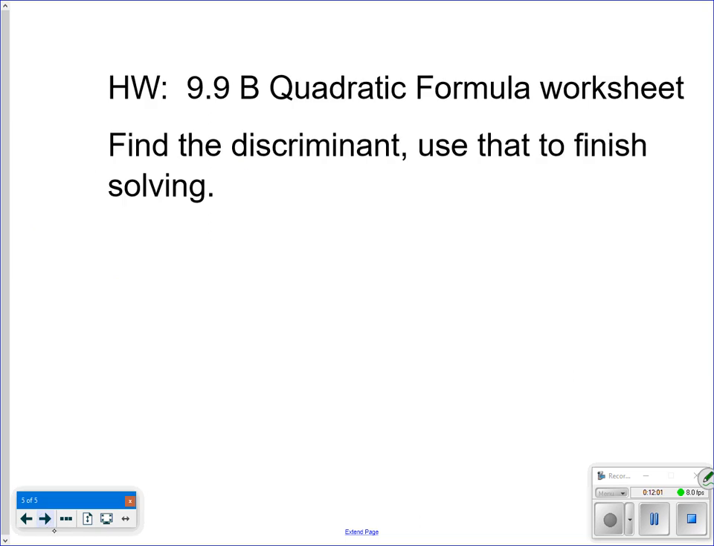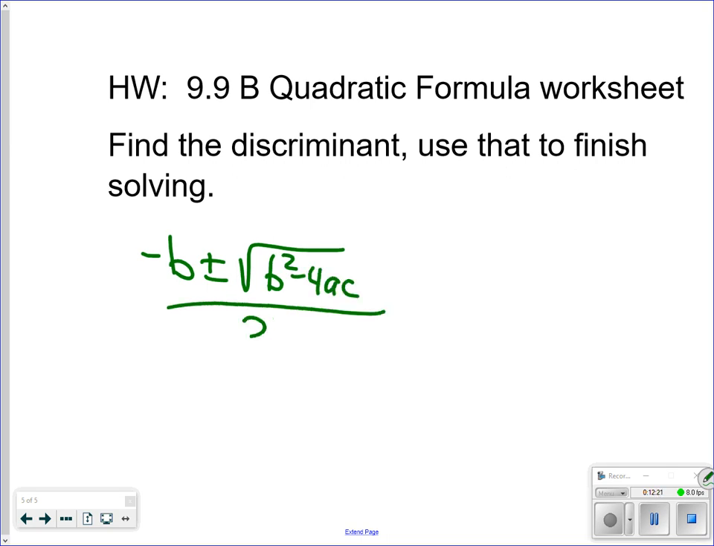Okay, so the last thing that you're working on for this chapter now is the worksheet 9.9b. This is the quadratic formula. So use your discriminant first, just like we did. Once you get that square root number, then just plug that into your big formula. Probably want to write this formula right on the top of your page again. So you have it. You'll be using that every single time.